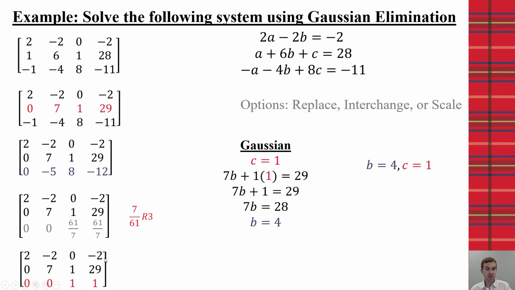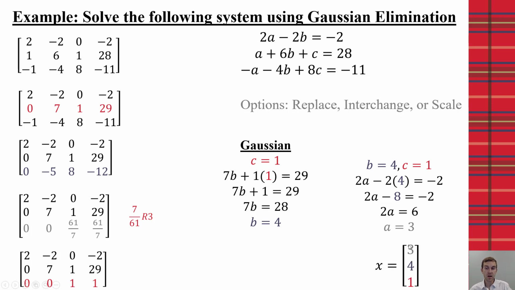I can substitute them back into my very first equation. In this case, that's 2a minus 2 times positive 4. There is no c value, so that equals negative 2. When I simplify, I get 2a is 6, so a would have to be 3. So my a value is 3, my b value is 4, my c value is 1. If I want to write this in matrix form, I write x equals 3, 4, 1.